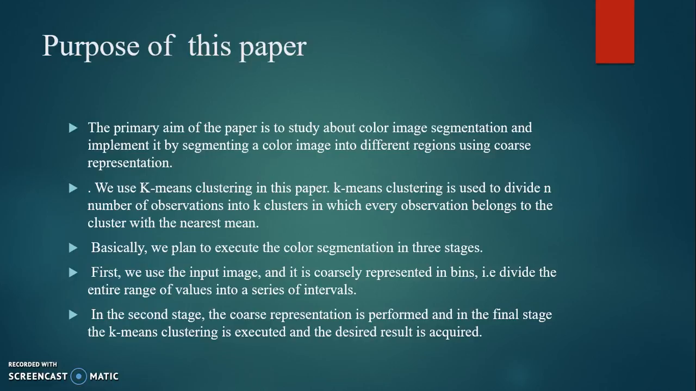K-means clustering is used to divide n number of observations into k clusters, in which every observation belongs to the cluster with the nearest mean. So basically, we plan to execute the color segmentation in 3 stages. First, we use the input image and it is coarsely represented in bins, that is, divide the entire range of values into a series of intervals. In the second stage, the coarse representation is performed, and in the final stage, the k-means clustering is executed and the desired result is acquired.